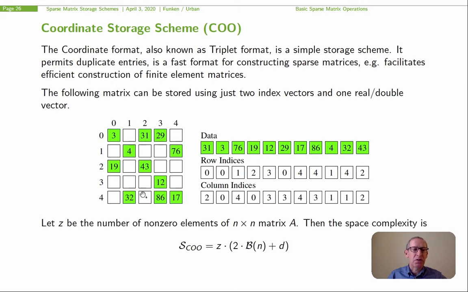And of course, the ordering of how you store the matrix entries is not necessary. So it could be that you store in such a way that the 31 is in the first place in the data, but you also have to store the row and the column index. So these data in this way are given.